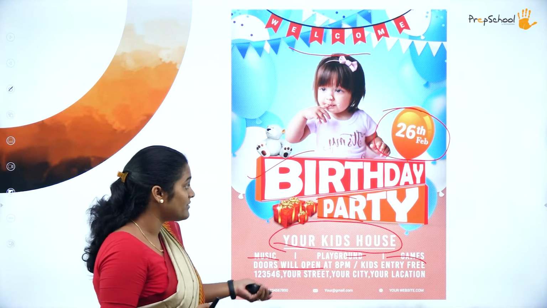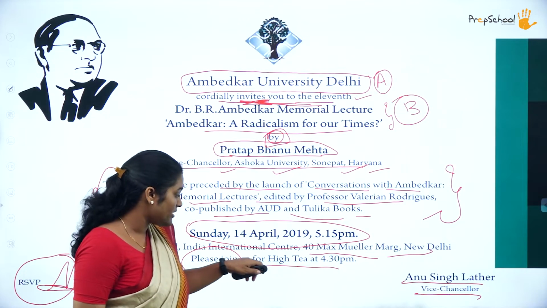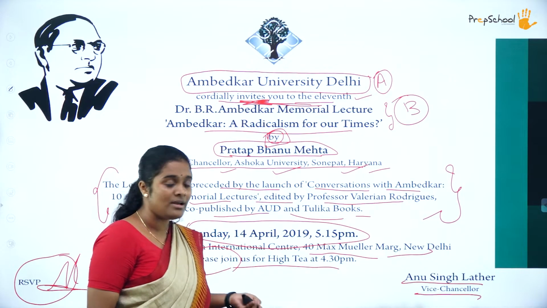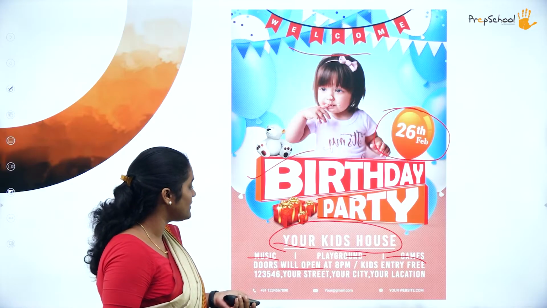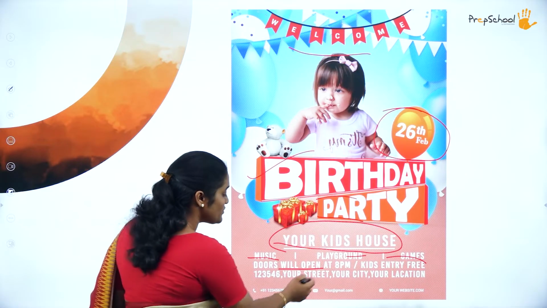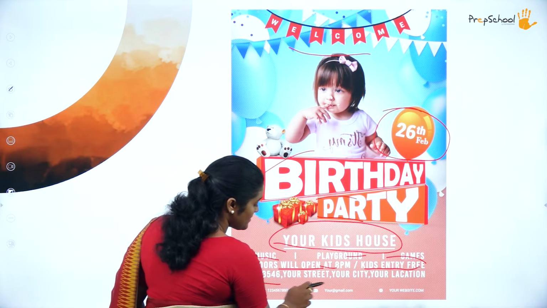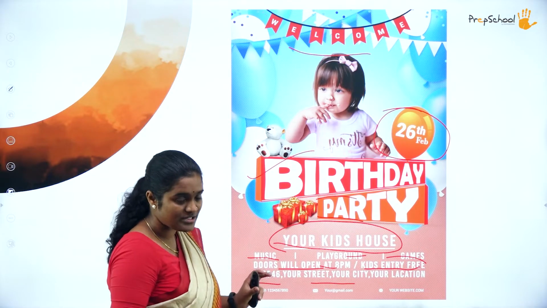Or in the formal invitation, let's go back to the formal invitation and check, shall we? So please join us for high tea at 4:30 p.m. But look at the language over here in our non-formal or informal invitation. Doors will be open at 8 p.m. Kids entry fee is given. All the information has been answered. Your street, whatever the street's names you have to add.